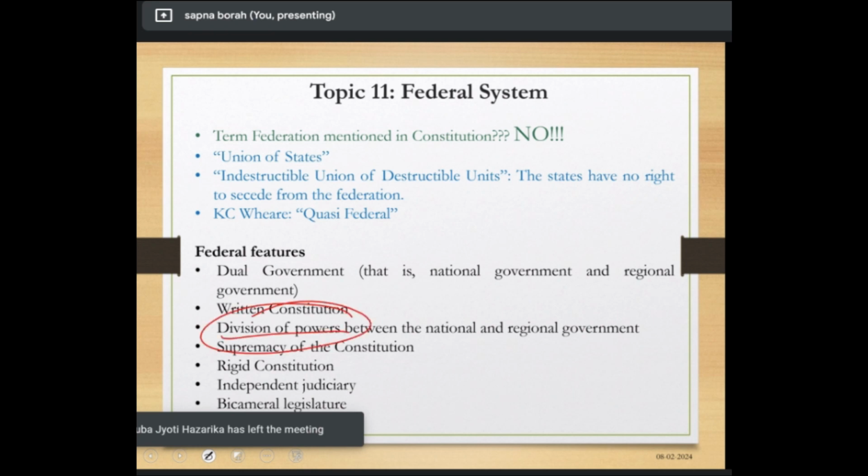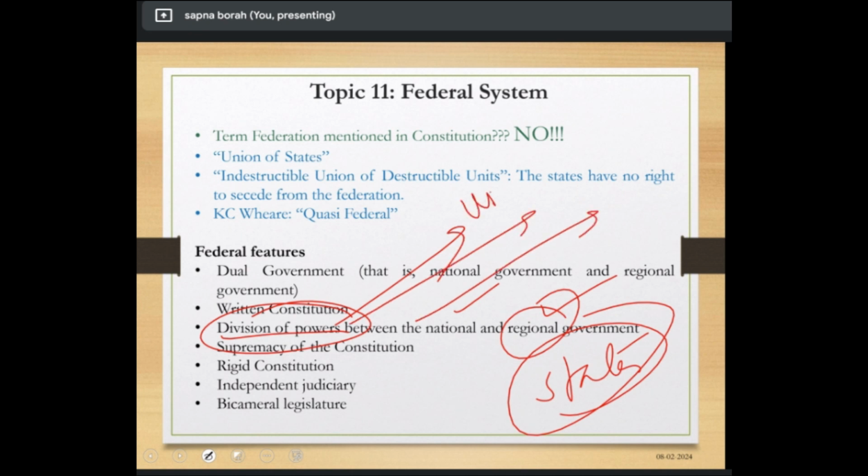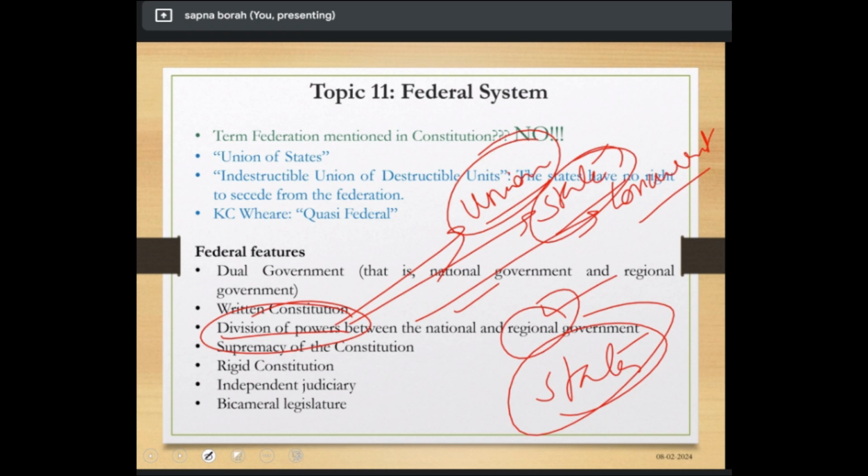Division of powers, very very important. National and regional government. By regional, it means the states of the country. Here, a division of powers. How is it displayed? Union list, state list, and concurrent list. And there are also some residuary powers. There are some subjects on which only the Union can make laws. There are some subjects on which only the state can make laws. For example, agriculture, forest, irrigation, these are state subjects.